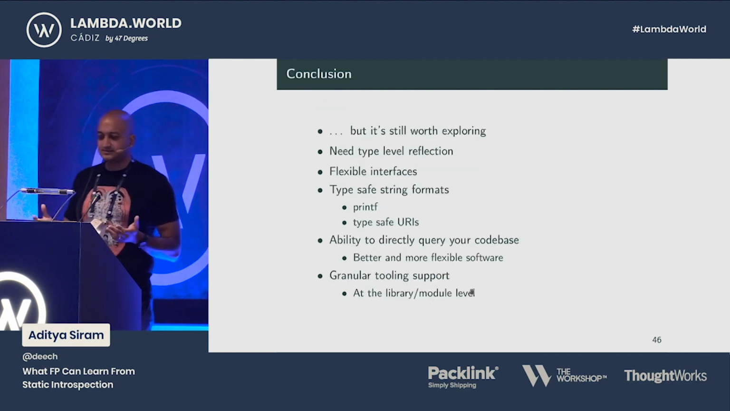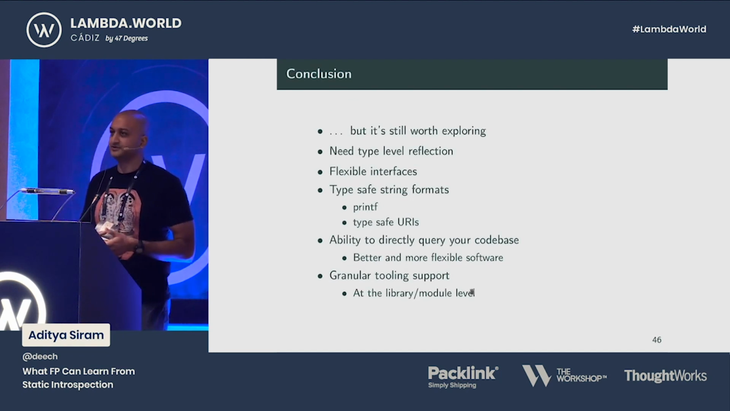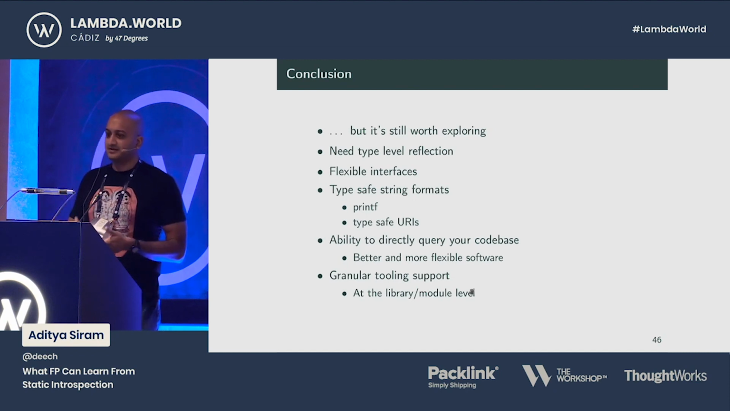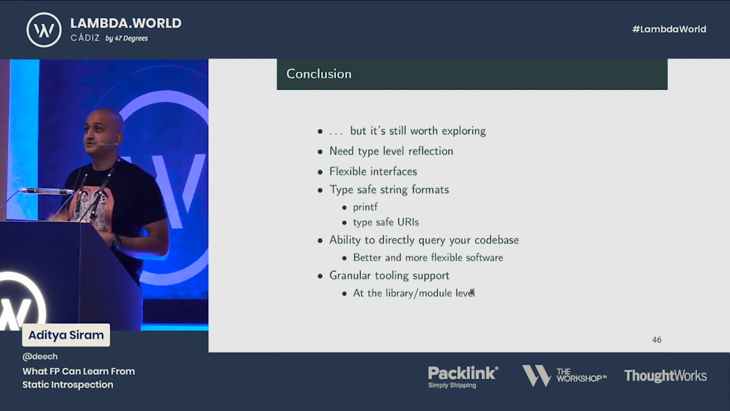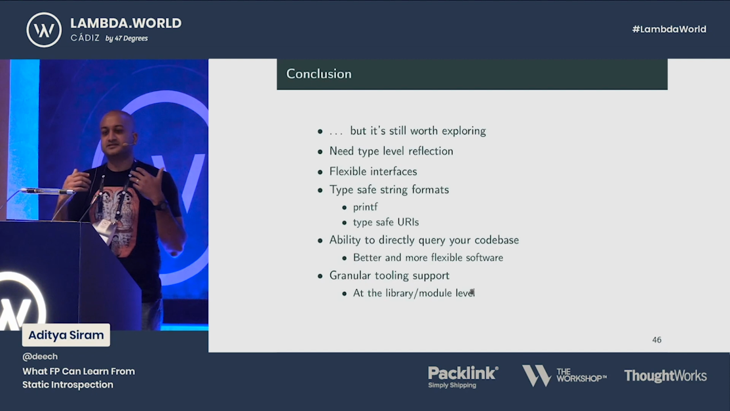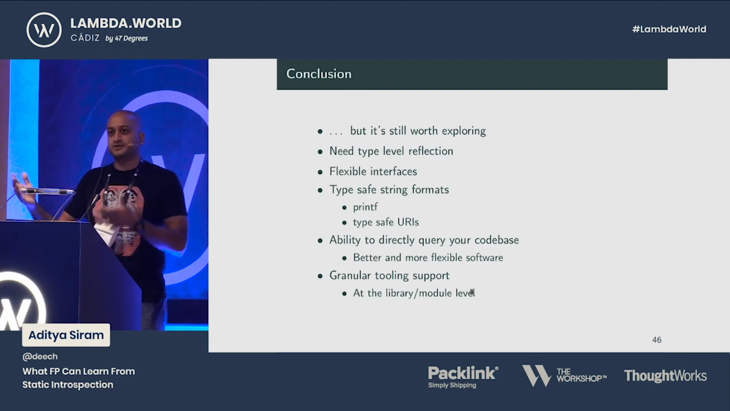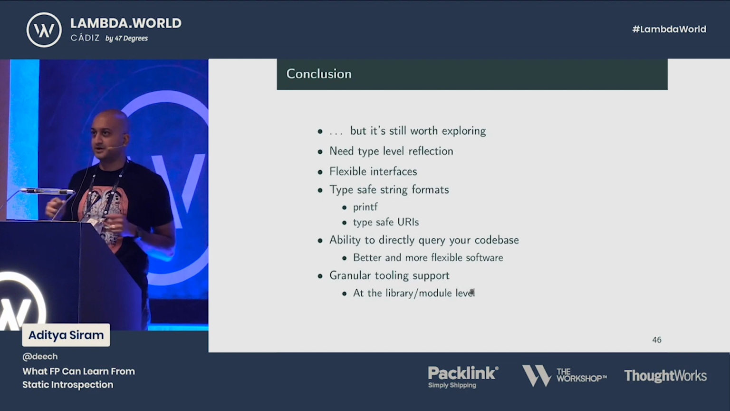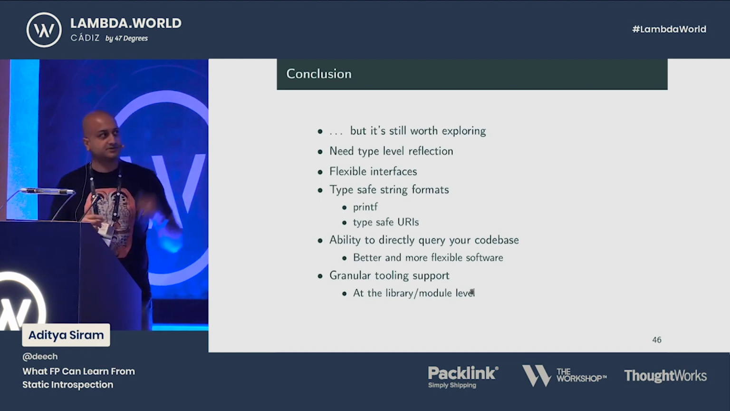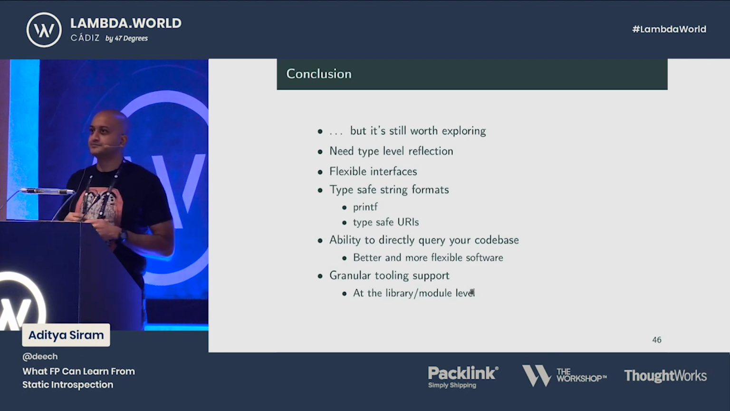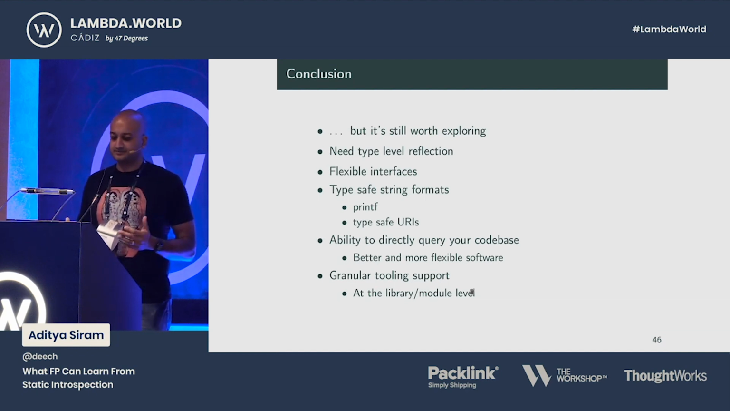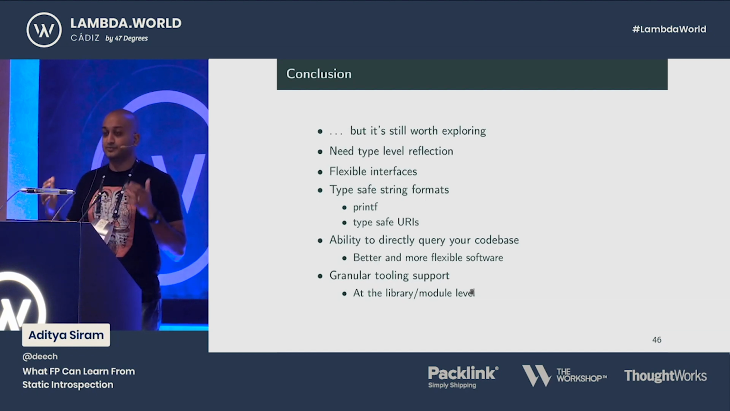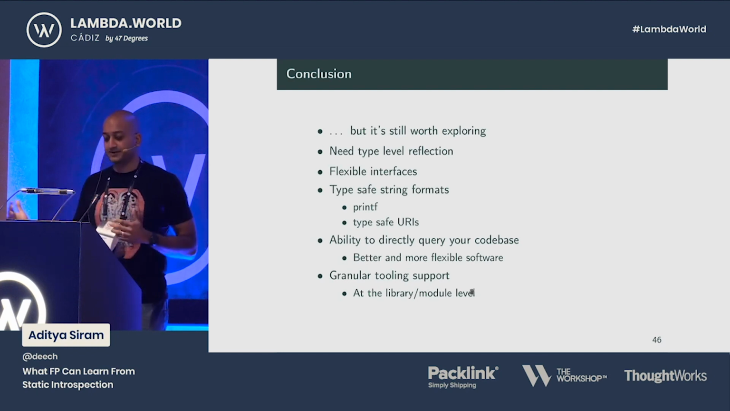But in conclusion, I think it's still worth exploring. Because we need type-level reflection. We need these flexible interfaces. We need type-safe string formats, like printf. I had another example I don't have time to show you, where we have type-safe URIs. This is the same thing that other languages provide for you as type-safe URI routing and things like that. We can do it in maybe 20 lines of code. You need to be able to query your code base as though it was a database, because that, in my opinion, results in better and more flexible software over time.